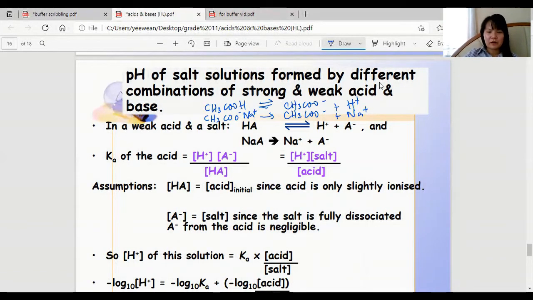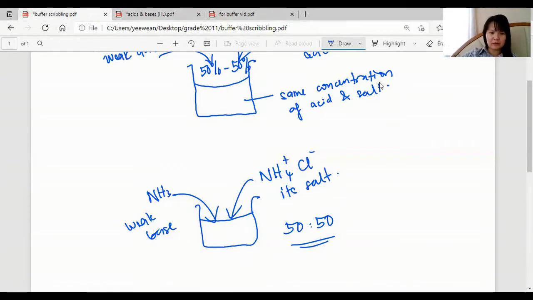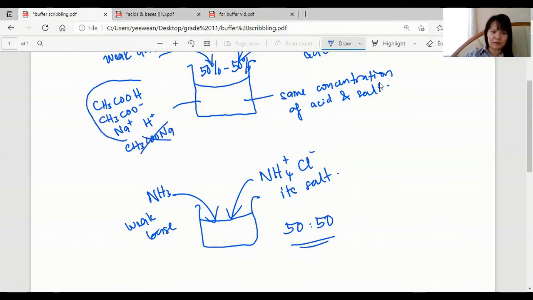So in my buffer, what is still available? The salt has dissociated fully, so only CH3COO- and Na+ are available in the final buffer. But as for the weak acid, this is still available because it's reversible. So in my buffer, there would be CH3COOH, CH3COO-, some Na+, some H+, but there is no CH3COONa anymore because it has dissociated. So these are all available in my buffer solution after mixing them together.